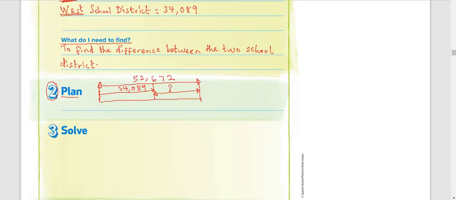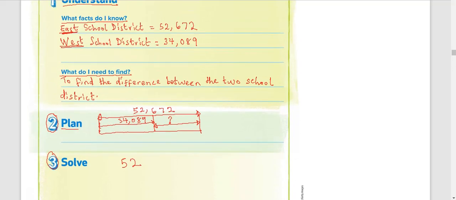So let's go to the next, which is solve. So how do you solve this? Since we are looking for difference, difference means minus. So we have the big number, which is 52,672, minus the second number, 34,089. Then we subtract. So we start from the ones digit, which is 2 and 9. 2 minus 9, that is not possible. The number on top, remember, must be more than the number under.